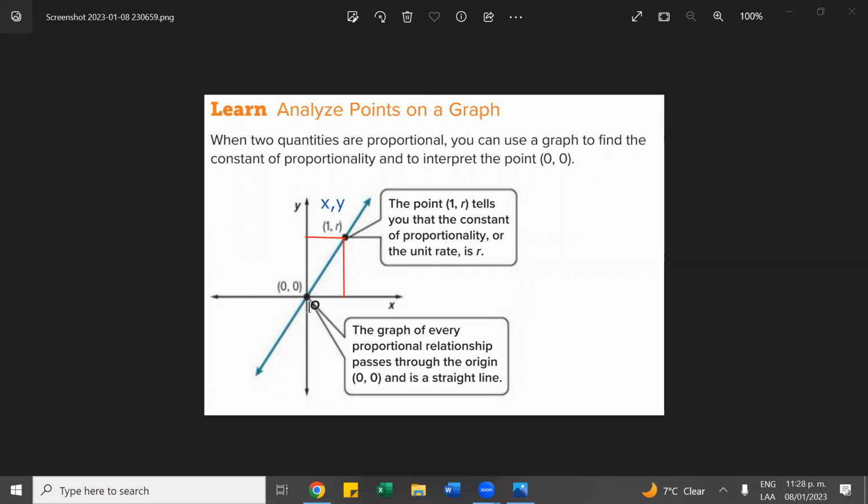Okay. Now, how do we interpret or analyze this (0, 0)? So the graph of every proportional relationship passes through the origin (0, 0) and is a straight line. So remember, this is a proportional relationship because it has to go through the (0, 0) point. Let's see an example.